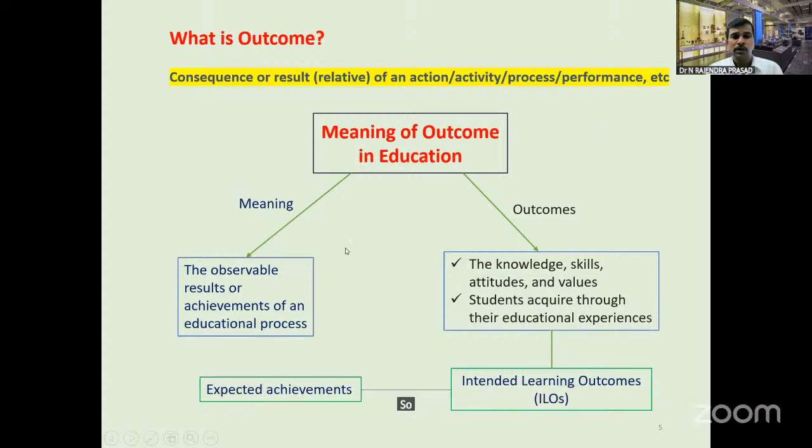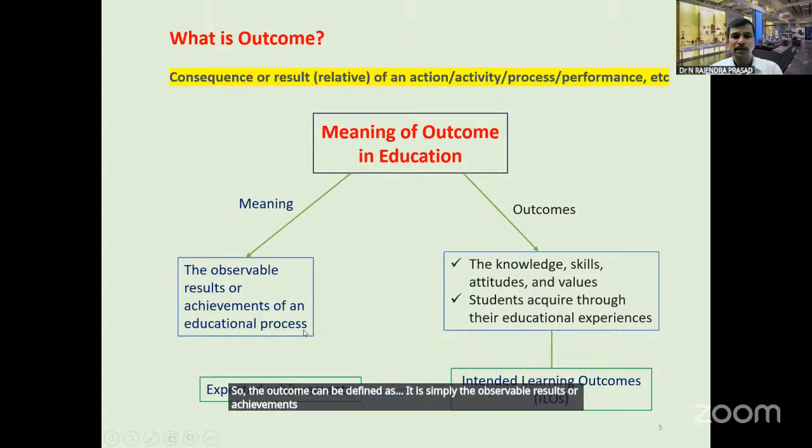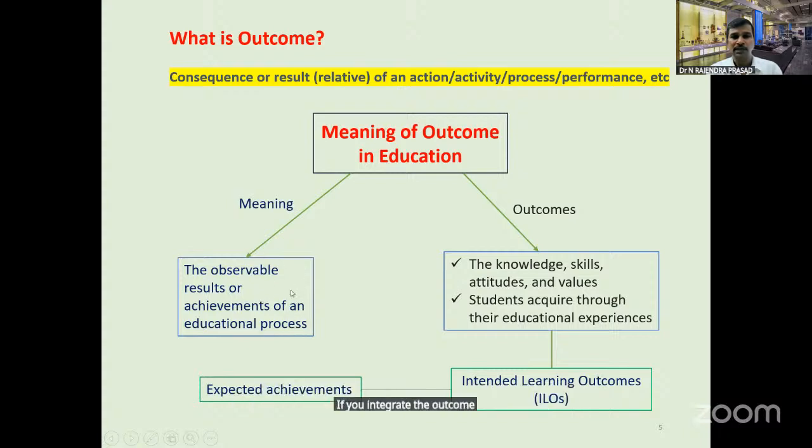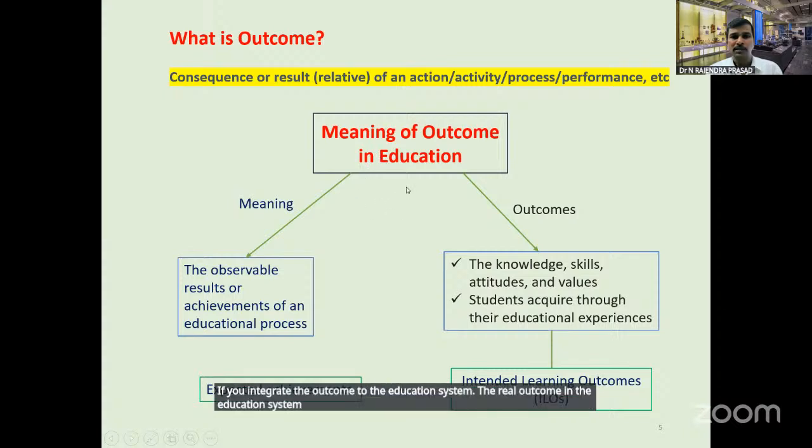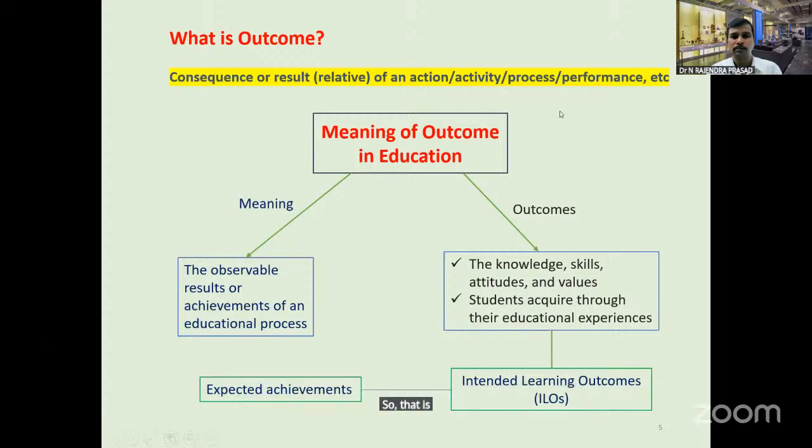So the outcome can be defined as simply the observable results or achievements of an educational process. If you integrate the outcome into the education system, the real outcome in the process of educating the students is simply the result of the achievement that the students or learners are going to give. So that is known as the outcome.